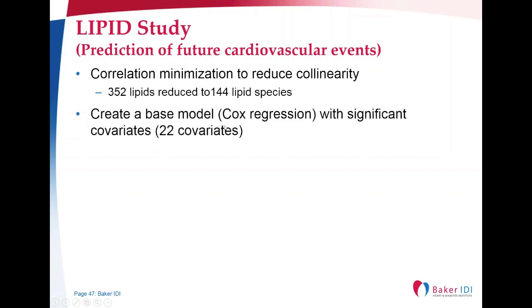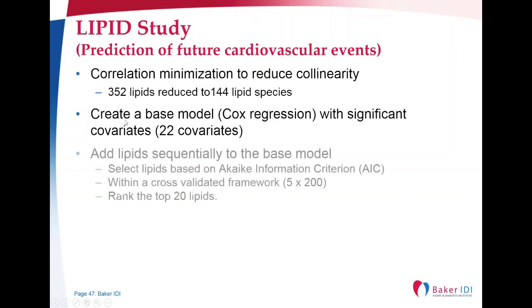So we initially create a model using all of our covariates, so these are the traditional or clinical risk factors, again using Cox regression. And then to this base model, we sequentially add our lipid species of interest. And we select those lipid species based on the Akaike information criterion. That's the goodness of fit of the model in terms of stratification of our events and non-events.